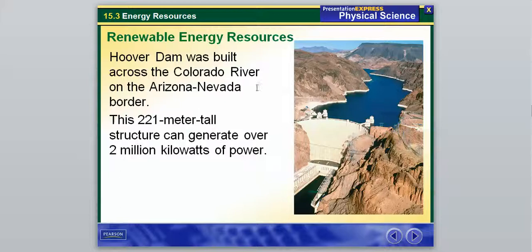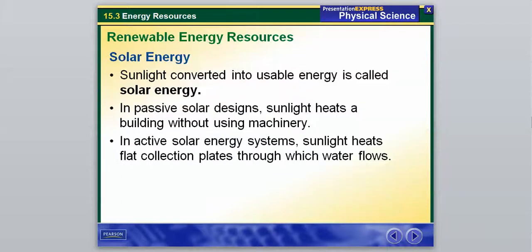And the Hoover Dam is one example, and it was built across the Colorado River on the Arizona-Nevada border, and it's 221 meters tall, and it can generate over 2 million kilowatts of power. So there is an energy source possibility here, but maybe you can see another drawback is we don't have huge rivers everywhere, so it's going to be kind of limited to the points where we can make effective hydroelectric energy sources. So that's our first type of renewables, hydroelectric.